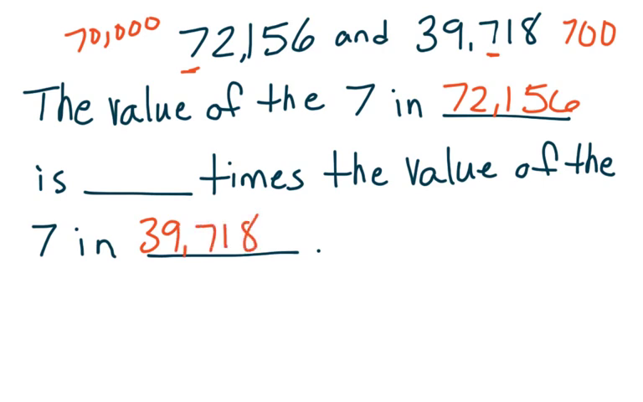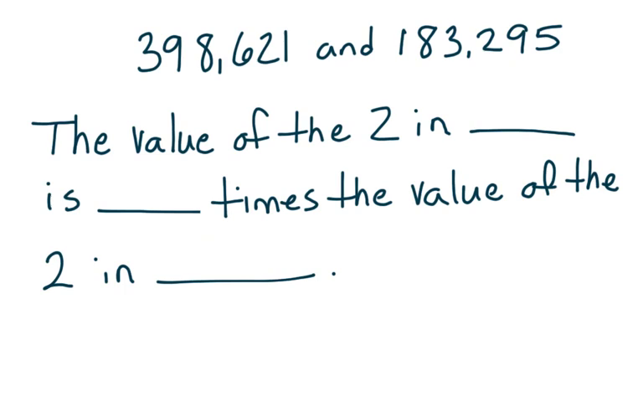Then we need to identify how many times greater. Well, I'm going from my hundreds place to my 10,000s place. So I'm moving 2 place values. I need to add 2 zeros, which means I need to multiply times 100. Okay. You have one more problem to solve. Here we go. We have 398,621 and 183,295. And we want to talk about the value of the 2. Go ahead and choose the response for this question.